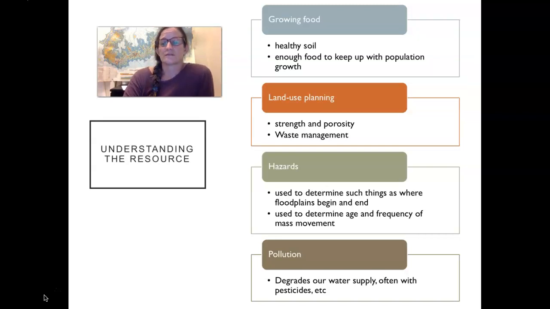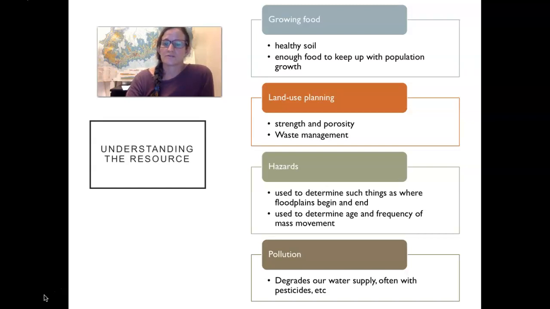This is what a soil scientist might do when we think about land use planning. One of the things is different soils are going to have different strengths, different porosities, different ways they should be handled with land use. And one big concern is always waste management.